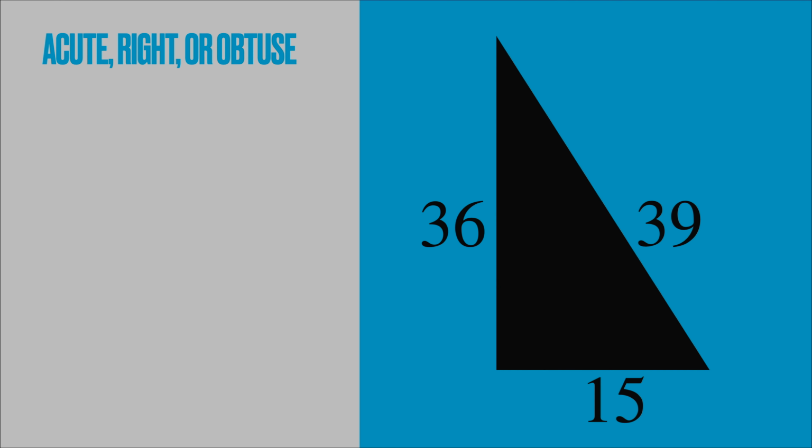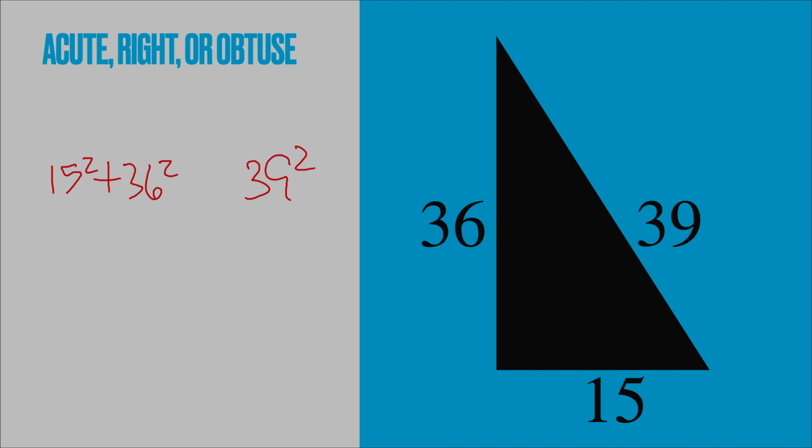All right, so let's try this again. Here we have 15, 36, 39. So I'm going to do 15 squared plus 36 squared, and then we're going to do 39 squared and compare them. I'm going to be honest here, I could work this out by hand, but I'm just going to get a calculator real quick.